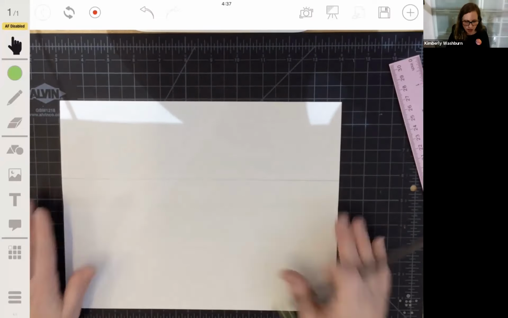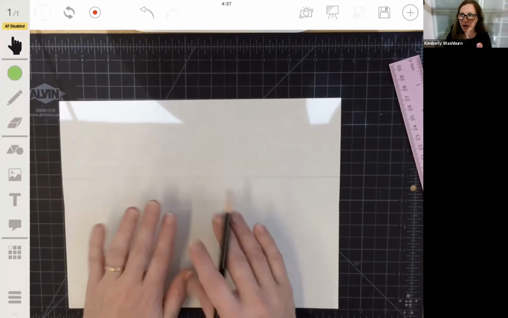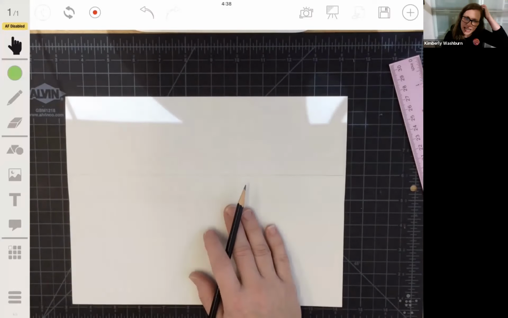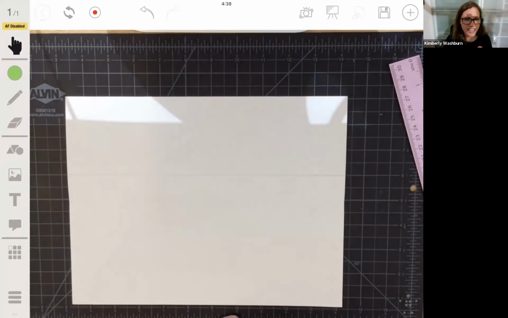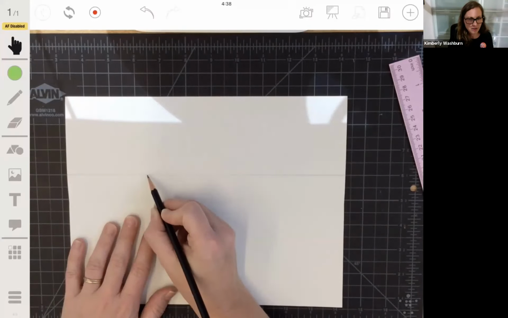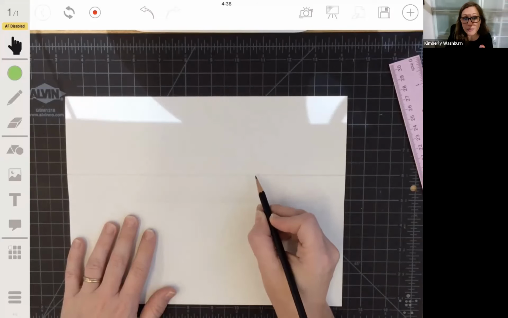Okay, so now I have a horizon line, right? Everybody's with me so far. We have a horizon line. The next thing we need to find is our vanishing point. And for this project, your vanishing point is up to you. You can put your vanishing point right in the middle. You can put it over to the left a little bit or over to the right a little bit. That's completely up to you.